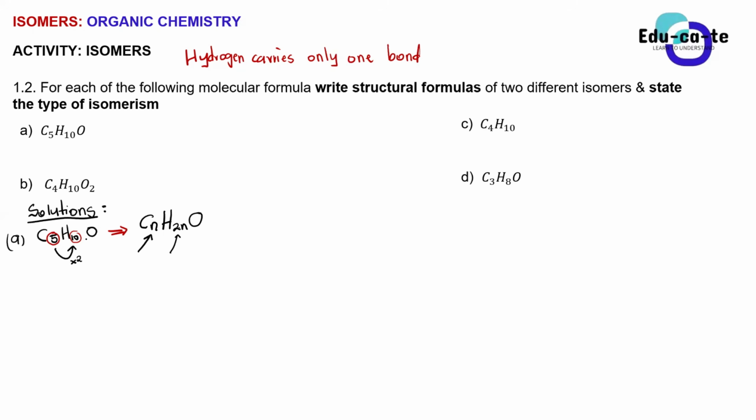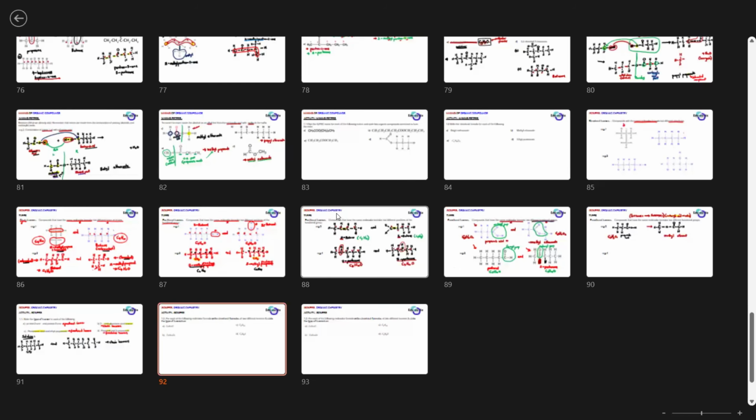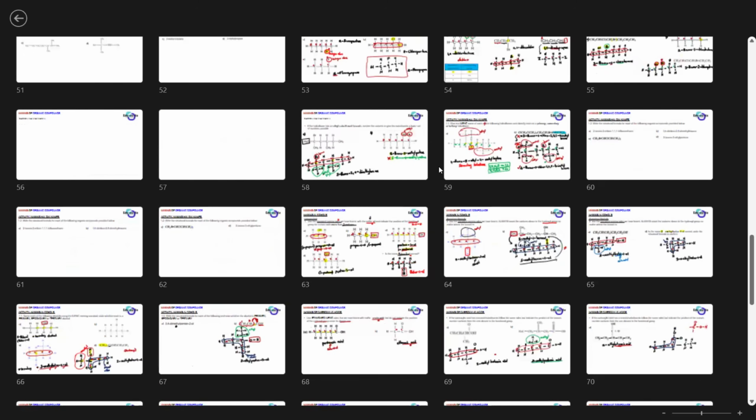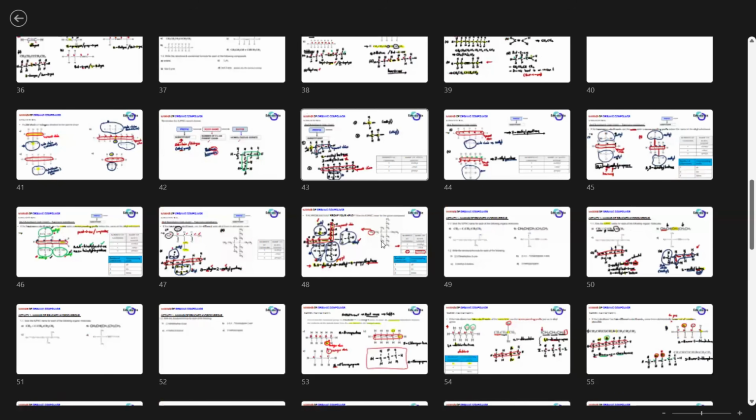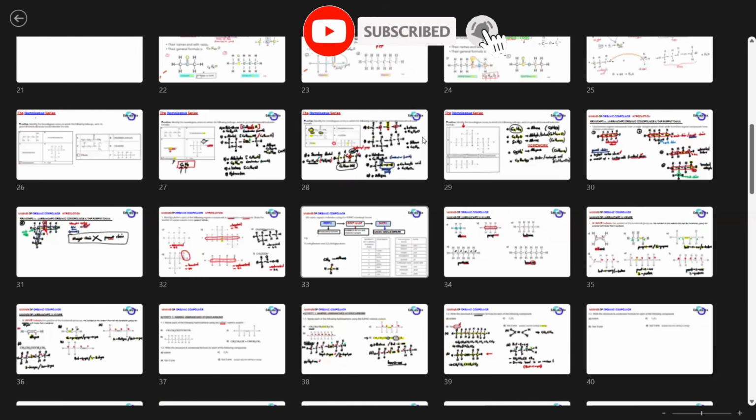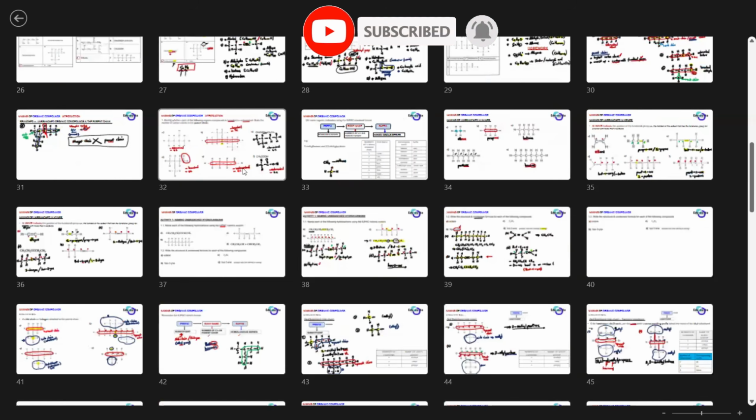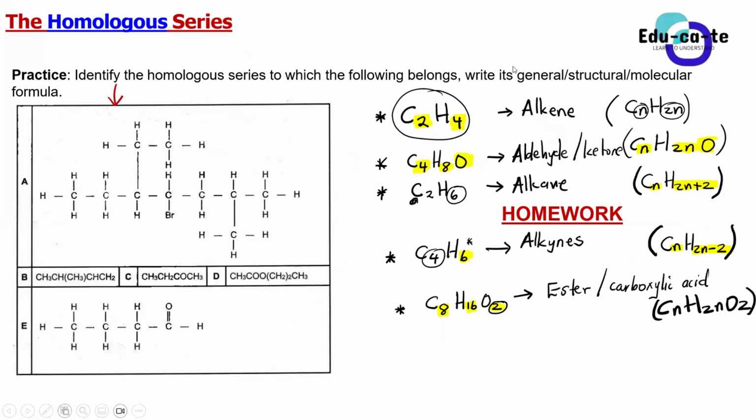We did the general formula for each and every homologous series. We even did practices for you to identify. I can even show you the activity that I gave you, and few of you answered it, yet you want to finish organic chemistry. Let me show you an activity that I gave you before we even started naming organic compounds. I gave you an activity to identify the homologous series if you are given the molecular formula, and I showed you how to identify it. I even gave you homework to say, if we have C2H4, how do you know that this is an alkene? You look at the number of carbons and the number of hydrogens and how they relate with one another.